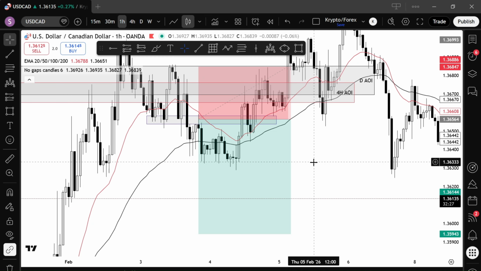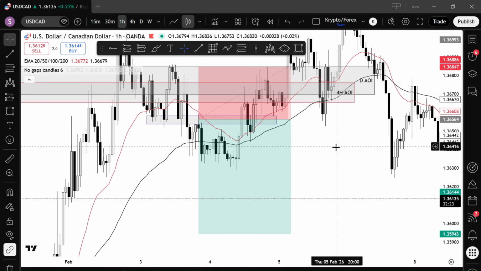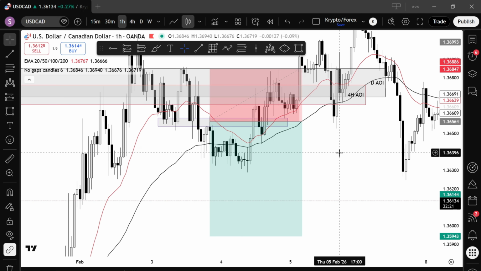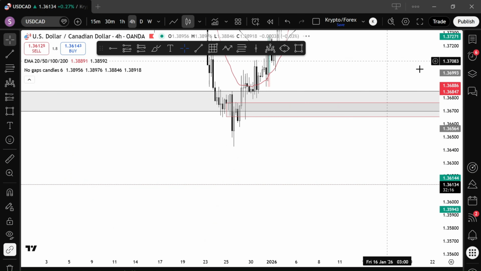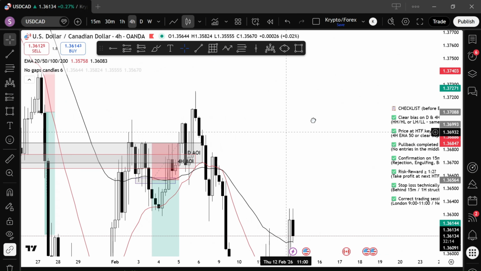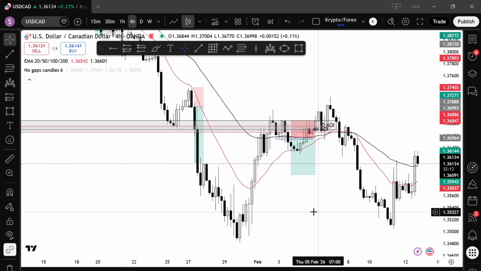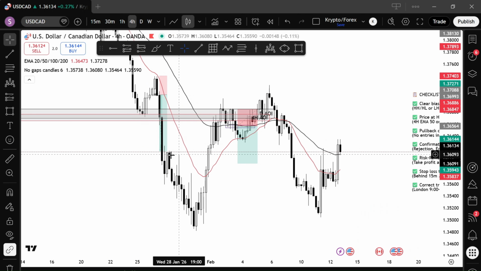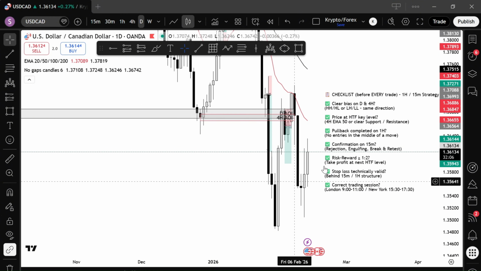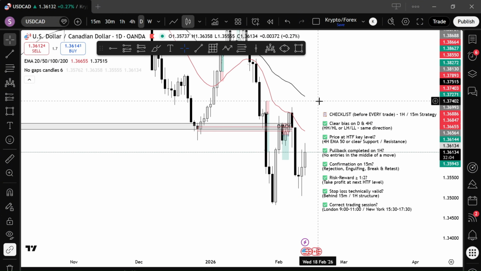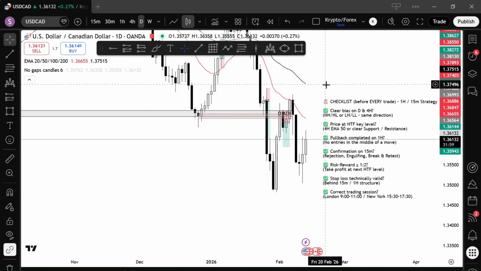So that was actually a really bad trade of mine. I wanted to enter off a daily area of interest and a 4-hour area of interest. We were in an uptrend on the 4-hour. We closed above this structure area, but we were in a downtrend on the daily, sorry, and weekly.